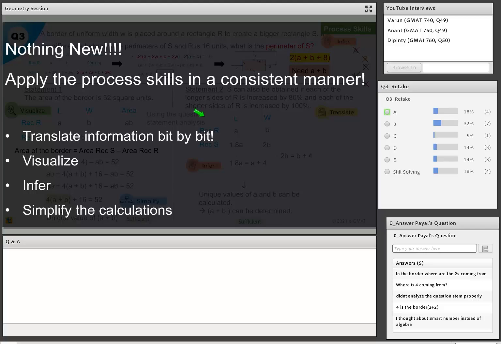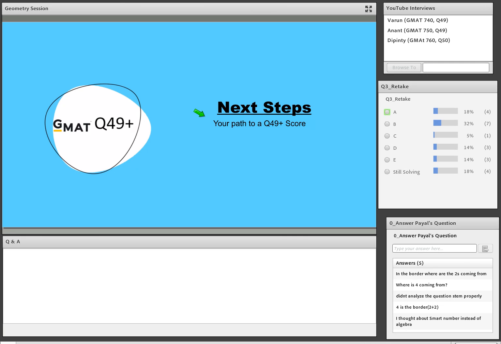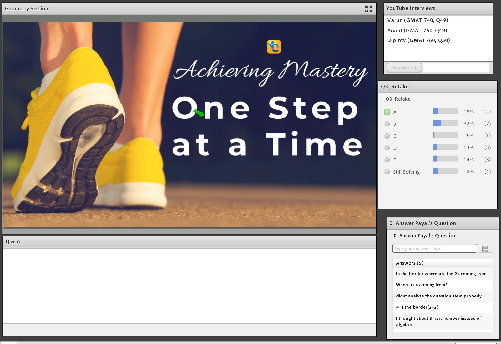So nothing new in this question as well. Apply the process skills in a consistent manner: translate information, visualize, infer, simplify. Okay, so what are the next steps to get you to that Q49 plus score? You need to achieve mastery one step at a time. Very important: focus on one step at a time.